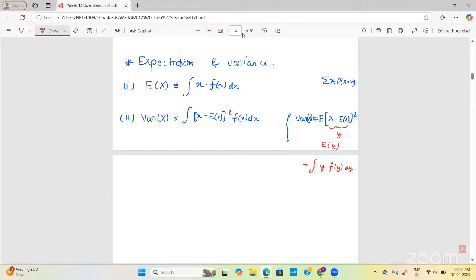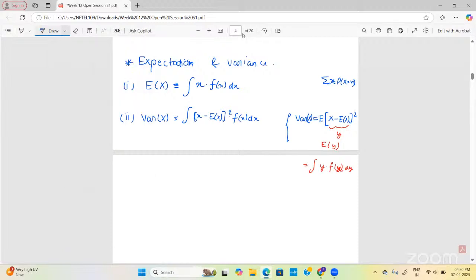In that case, here also y is a function of x, so you can write f of x here. You just simply have to write the function: x minus expectation of x whole square, into the PDF, and you just have to integrate the function. Right? So this is the formula for variance of x.